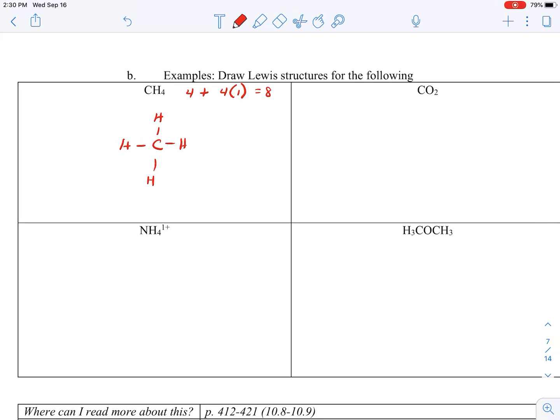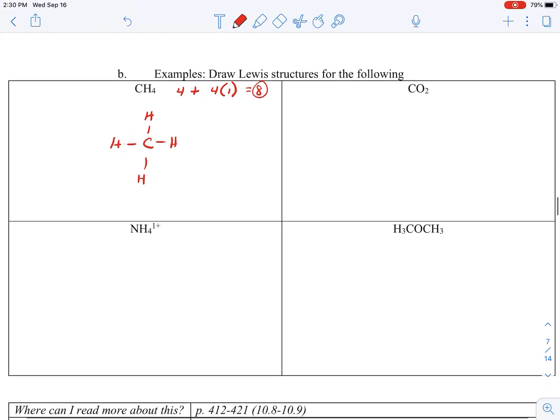And so if we look, each dash that I have drawn signifies 2 electrons. So I've now placed 2, 4, 6, 8 electrons, which is all I had, right? So I'm out of electrons, but is everybody's octet or duet filled? Yes, hydrogen each can have only 2, and then carbon has 4, or has 8. So everybody is full and happy. I know they can't be happy, but you get it, okay?